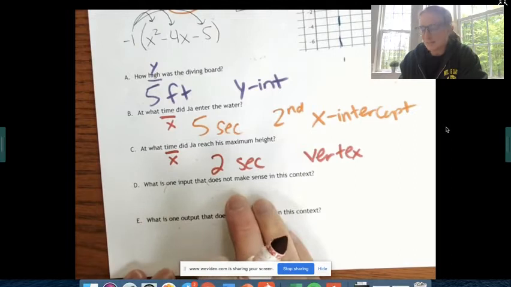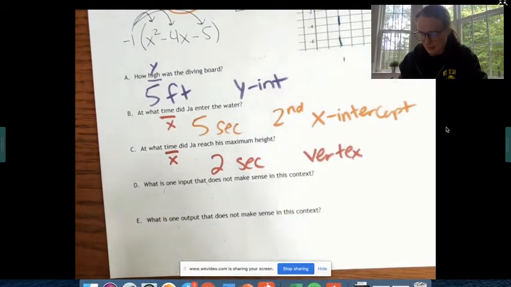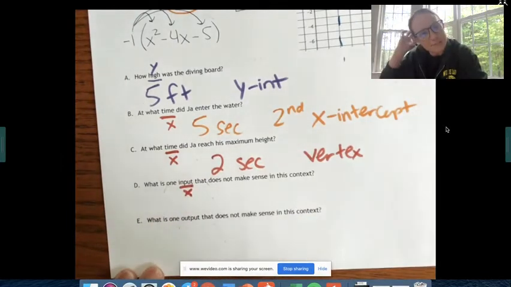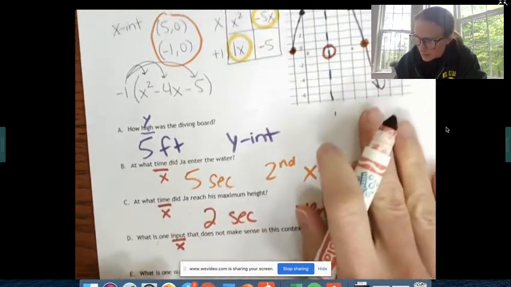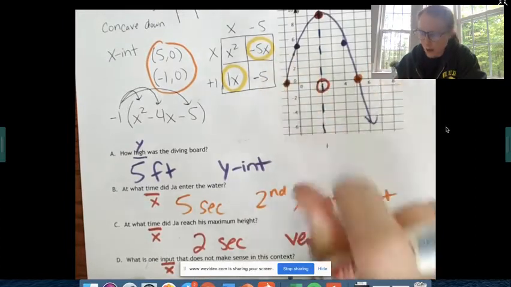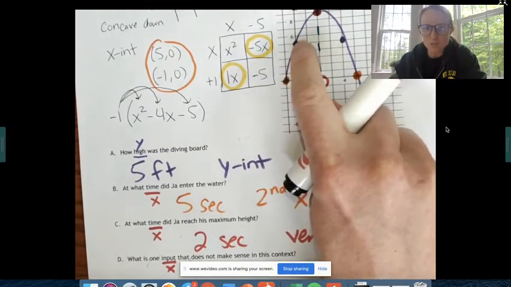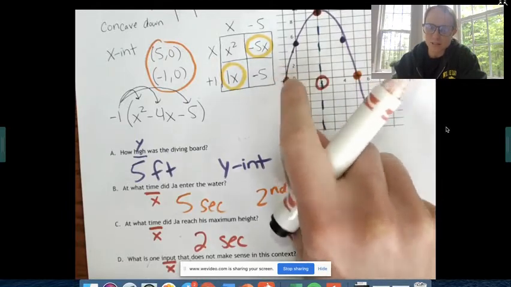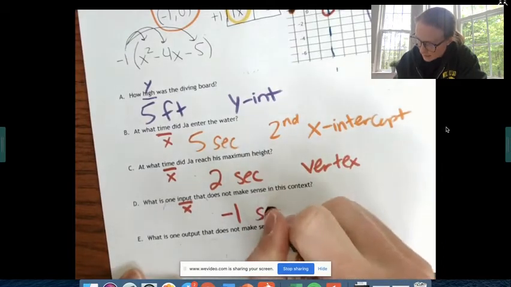Name one input that does not make sense in context. All right, let's think about this. Input means x values. What kind of time does not make sense in context? Oh, we can't have negative time. So if I take a look, this part of the graph over here does not make sense. So I'm going to choose -1 because he was probably still standing up here. We don't have negative time in this context. So I'm going to say -1 seconds.